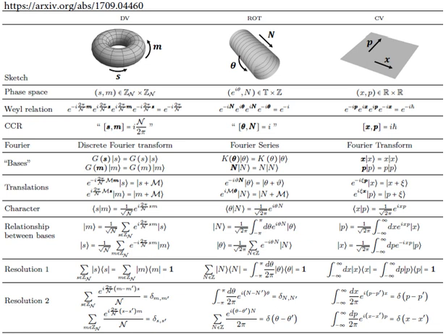For a system with Hamiltonian H(q, p, t), the equations are q̇_i = ∂H/∂p_i and ṗ_i = −∂H/∂q_i.